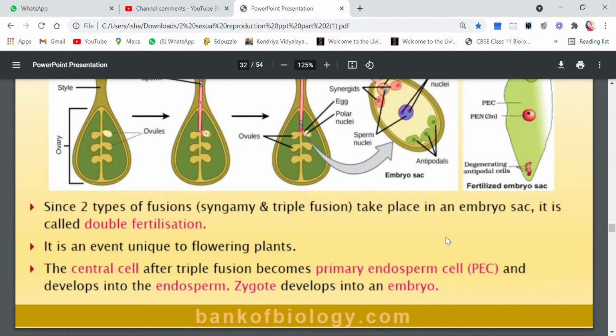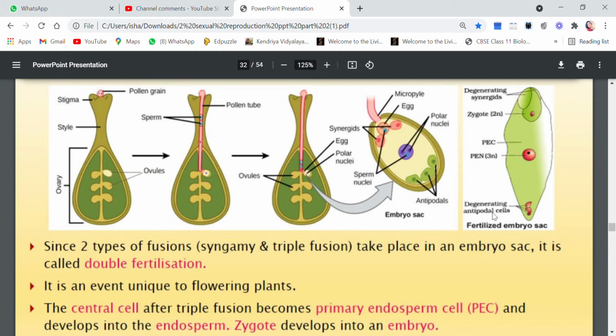The central cell, now children pay attention, you see there are 7 cells, 1, 2, 3, all 3 are synergids. 4, 5, 6, these 3 are antipodal cells, and the central cell, this cell. The central cell after the triple fusion becomes the primary endosperm cell. Now this cell is called primary endosperm cell or PEC, and this primary endosperm cell has a nucleus called PEN, which is the primary endosperm nucleus.